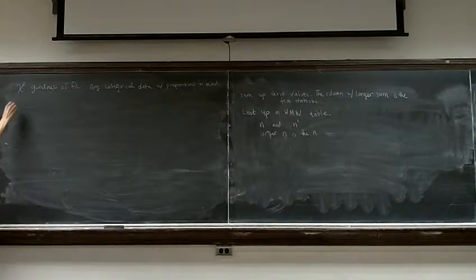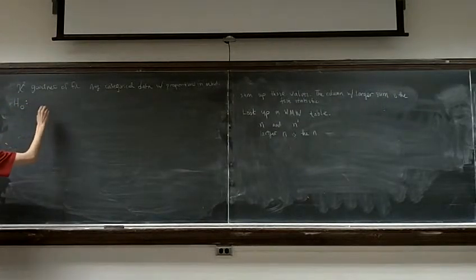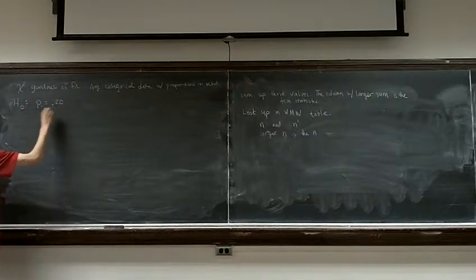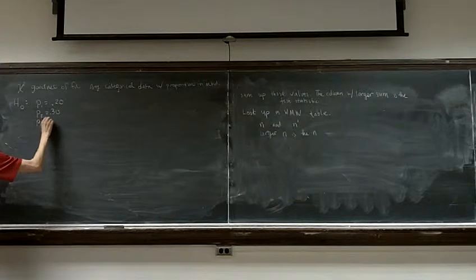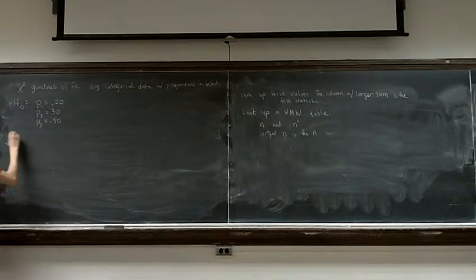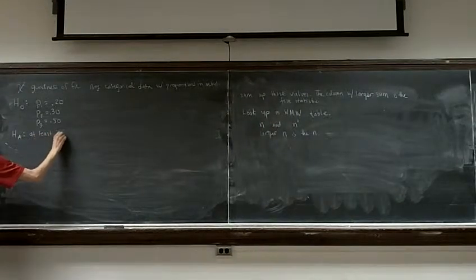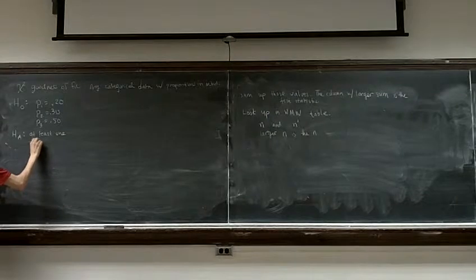So the null hypothesis would be, you know, P1 equals, and I'm just making up numbers here, 20%, P2 equals 30%, and P3 equals 50%, and the alternative would be at least one of the proportions is wrong.